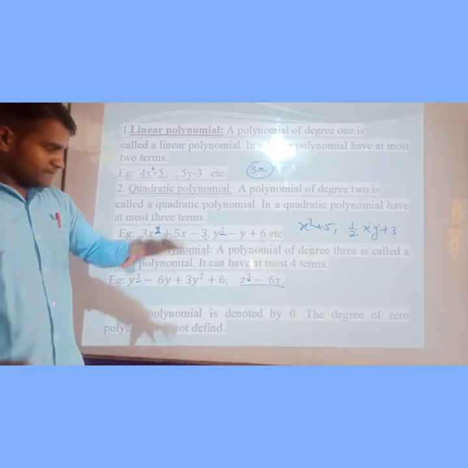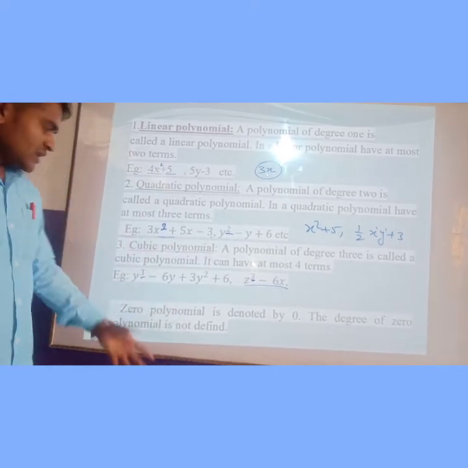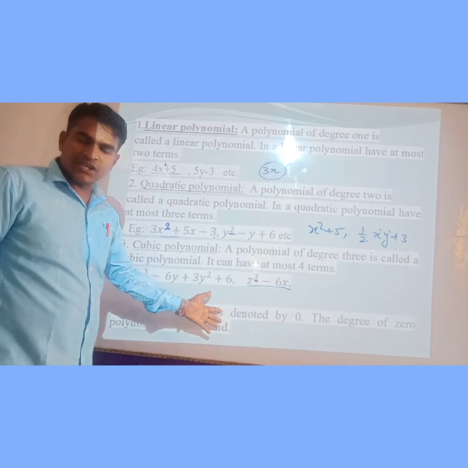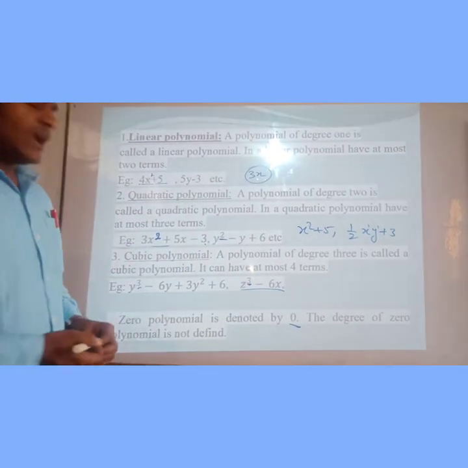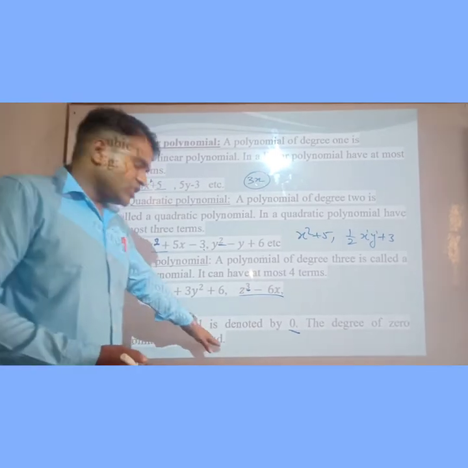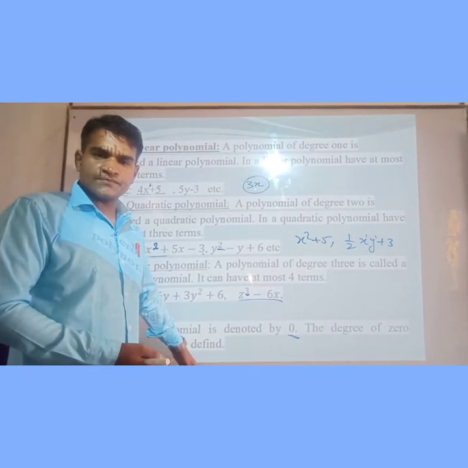Previously I told you and you learned that the zero polynomial is denoted by 0, and the degree of the zero polynomial is not defined. In the previous slide you learned it. Okay.